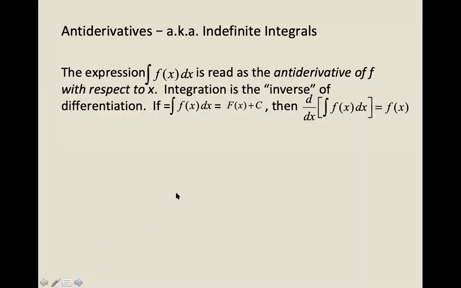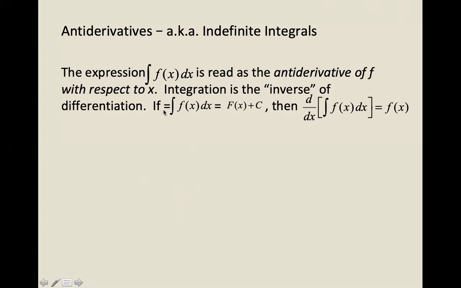All right, so antiderivatives, indefinite integrals, you had these before. This was the first thing we looked at right before spring break. I kind of gave you a little intro worksheet. The expression of the integral f of x dx is read as the antiderivative of f with respect to x. Integration is the inverse of differentiation.